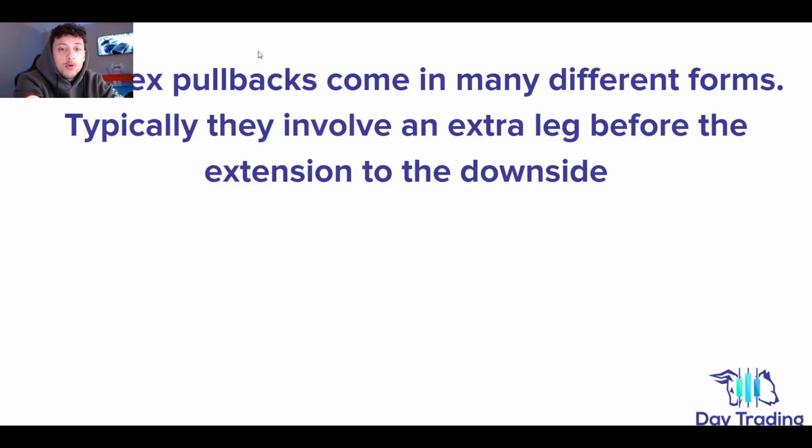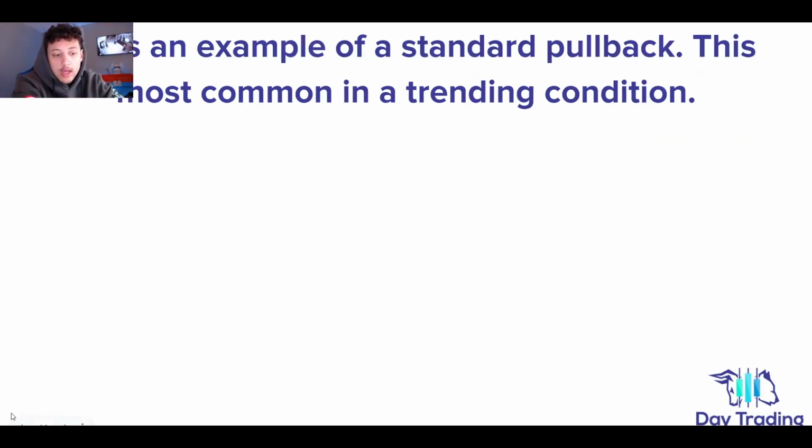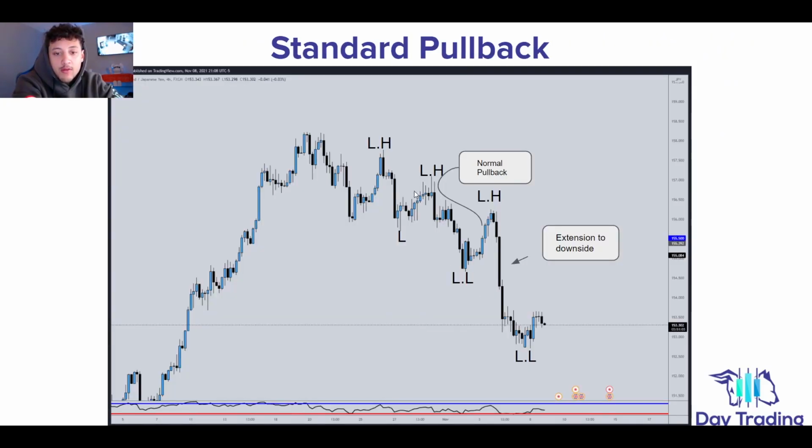Now, complex pullbacks can come in many different forms. Typically, when we're talking about a complex pullback, they have a little bit more legs. So if we take a look at the previous example, we have one leg to the downside, one leg to the upside, one leg to the downside.